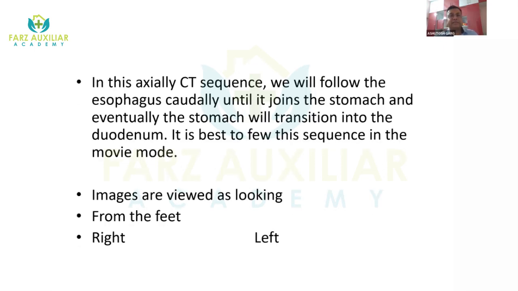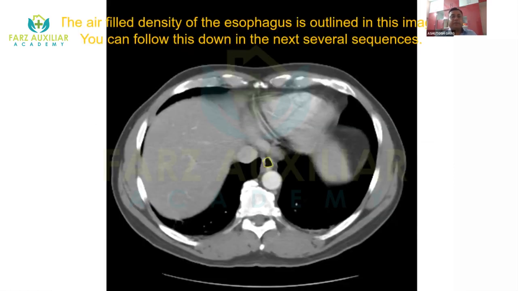In this axial CT sequence, we will follow the esophagus caudally until it joins the stomach, and eventually the stomach will transition into the duodenum. It is best to view this sequence in movie mode. Images are viewed as if looking from the feet, with right on your left hand and left on your right hand. The air-filled density of the esophagus is outlined in this image. You can follow this down in the next several sequences. This yellow one is the esophagus. Why is it black inside? Because of air in the esophagus.